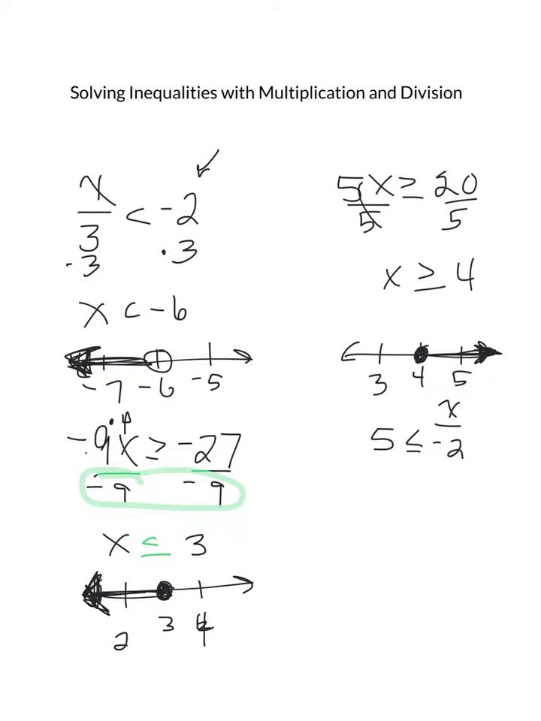So in this last problem, you have x divided by negative 2 on the right side. So I'm going to multiply by negative 2, and then multiply this side by negative 2. So 5 times negative 2 is negative 10. Because I multiply by a negative, I have to flip my inequality symbol again. So negative 10 is greater than or equal to x. So I'm going to do negative 10 in the center, negative 9, and negative 11. Closed circle. Since negative 10 is greater than or equal to x, that means x is less than or equal to negative 10.